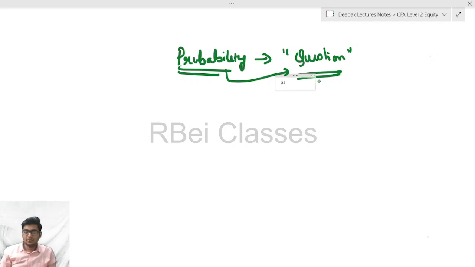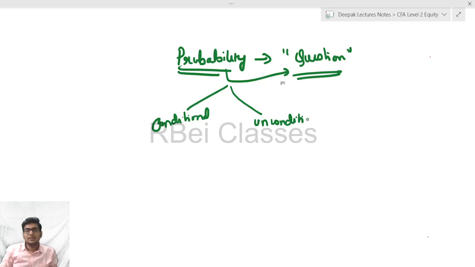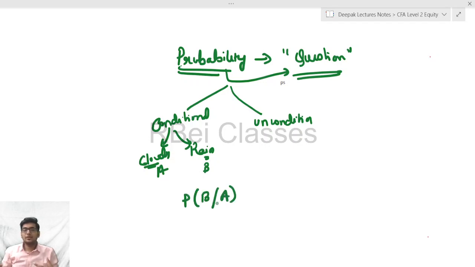So now we start with the two types of probability. One is the conditional probability and another one is the unconditional probability. Conditional means one event is dependent upon the other event. Say it's cloudy, this is one event, and the other event is rain. Suppose this is A and this is B. I'm asking, what is the probability of B provided today it's cloudy? Today it's cloudy, what is the probability that today it will rain?